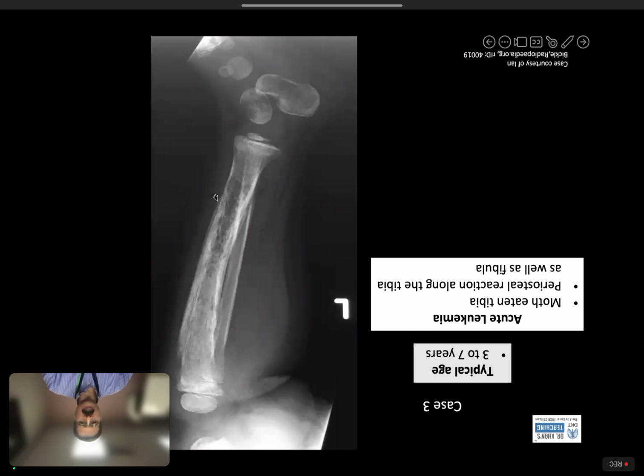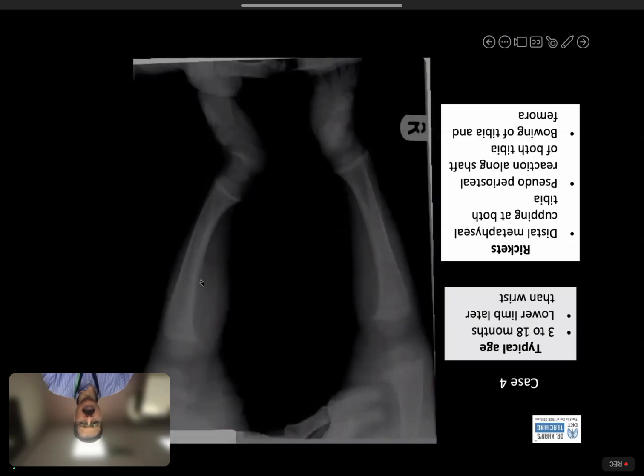And you can get this. This bone is known as a moth-eaten bone. Moth-eaten bone is per se a differential diagnosis for the exam. And you can see that there is periosteal reaction, and it can be bilateral also. Then comes rickets. Now, rickets is interesting.